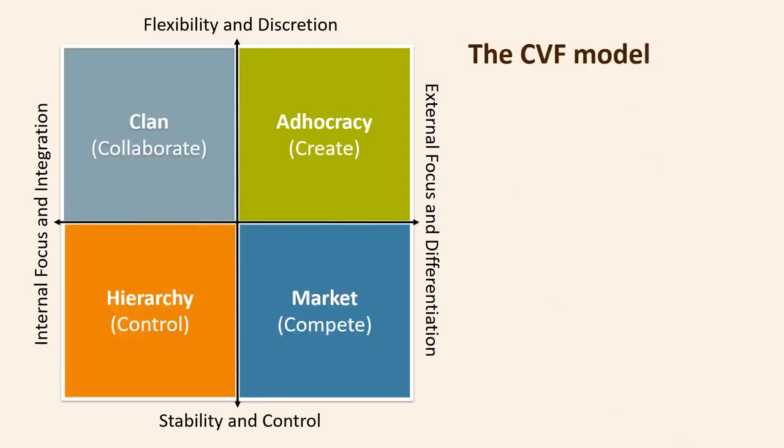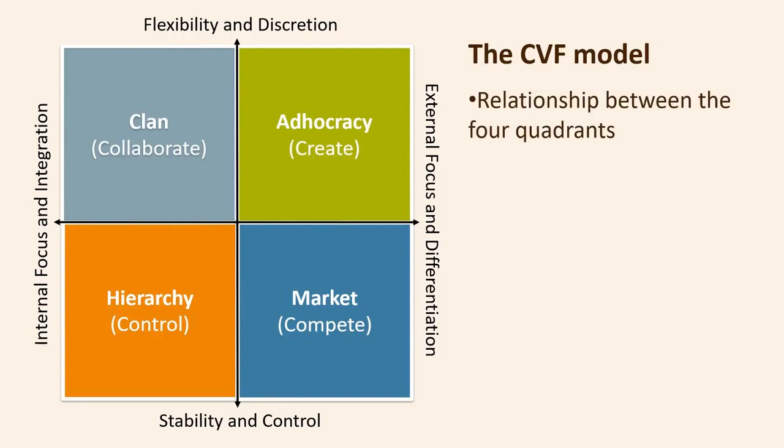We have now reviewed the individual quadrants. We are now going to review the relationship between the four quadrants. Each of the four sides of the model highlights a core value that is the opposite of the value on the opposite side of the model. Flexibility versus stability. Internal versus external. The dimensions, therefore, produce quadrants that are also contradictory or competing on the diagonal.